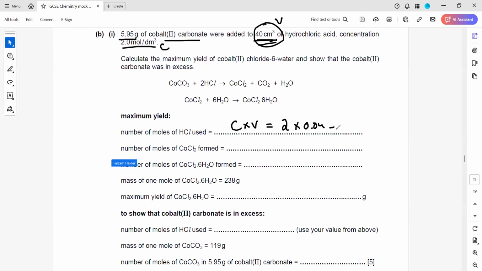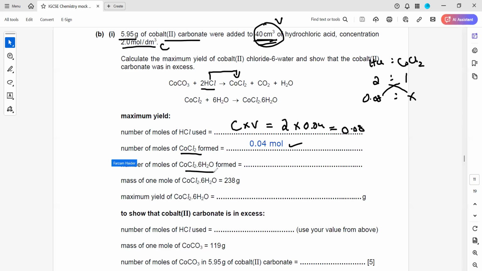The final answer is 0.08 moles of HCl. Then, the number of moles of cobalt chloride formed. How to know? You have HCl and you need cobalt chloride, so you will take a ratio. What is the ratio between them? 2:1. If 2 moles of HCl are there, it will give 1 cobalt chloride. So if you have 0.08 moles of HCl, how much cobalt chloride? It will be X, cross multiply, so you will get 0.04.